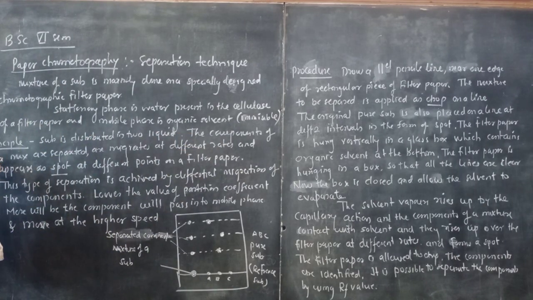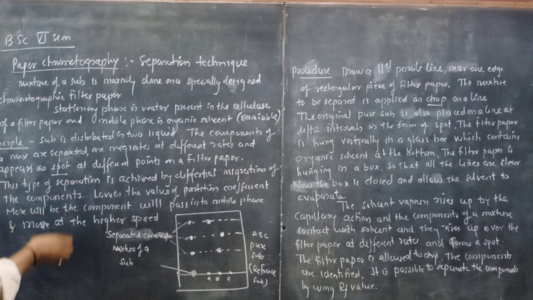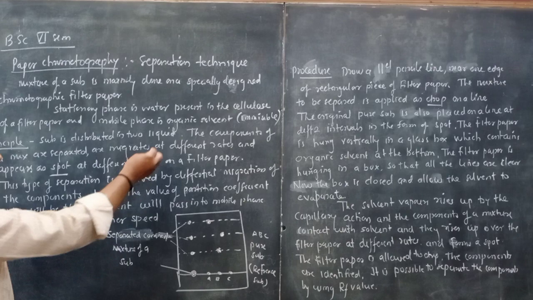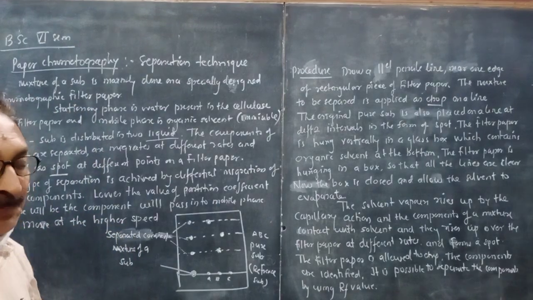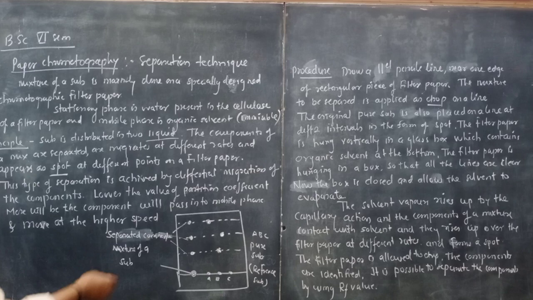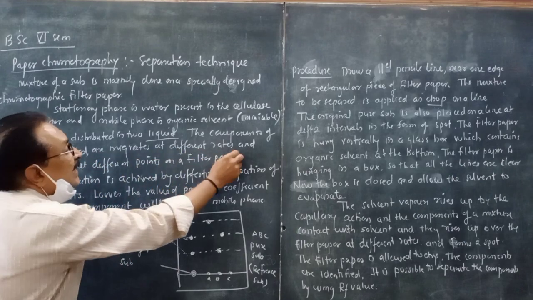Then what is the principle behind paper chromatography? The principle is that the substance is distributed between two different liquids which are immiscible with one another. Here the components of the mixture are separated, migrate at different rates, and appear as spots at different points on the filter paper. Both the liquids are immiscible with one another, meaning they can't mix with one another. In such cases, the components from the mixture are separated and migrate at different rates.